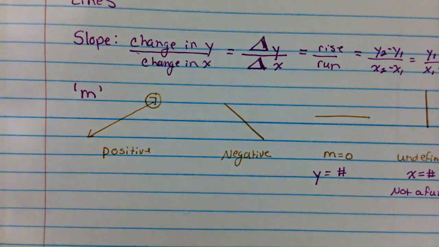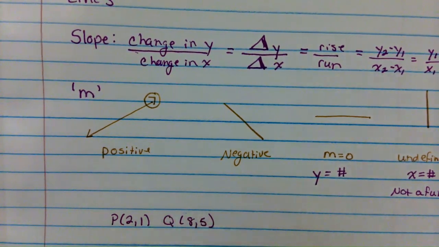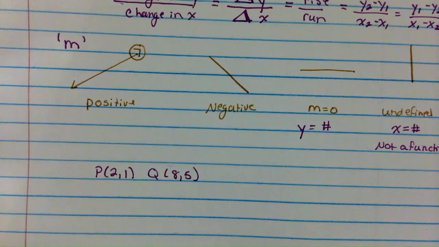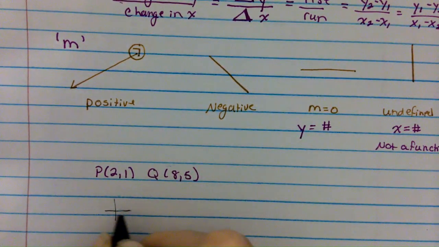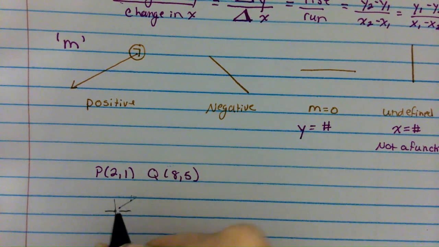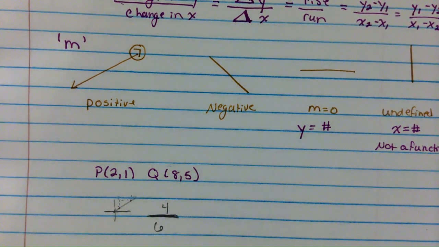So if we have P is at 2, 1 and Q is at 8, 5, we could calculate the slope. Now some people are going to need a rough sketch. 2, 1, 8, 5. We can definitely see that it's going up in between those. Could you count like north and over? Yes, we'd have to go up 4 over 6. So 4 over 6. That's a very literal over.